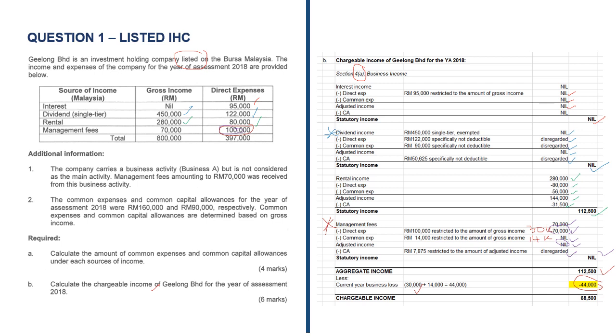Lepas tu satu. Next, untuk management fee tu juga, dia incur common expenses of 14,000. So, 14,000 tu sepatutnya boleh tolak. Tapi sebab income dah tak ada tahun tu, therefore 14,000 dah jadi loss. Yang ni pun dikira sebagai current year business loss, 30,000 plus 14,000. We have a total of 44,000 as current year business loss. So, tolak daripada aggregate income, dapatlah chargeable income sebanyak 68,500.